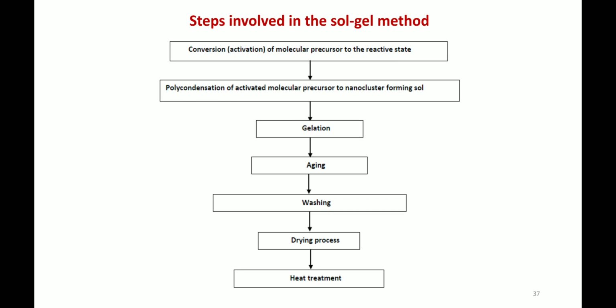Then there is a polycondensation of activated molecular precursors to nanoclusters forming a sol. So the first step is to form the sol. Because there is a formation of nanoclusters in the solution, we call this a colloidal solution, so we call it a sol. After that, the next step is gelation. Once the gelation is completed, there is a formation of a gel.